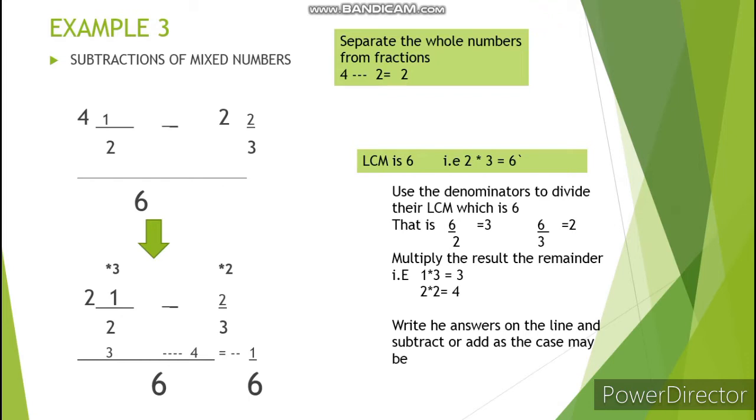So how do you do this? The first thing you do is separate the whole numbers from the fractions. The whole numbers here are 4 and 2, and because we are subtracting, we have to subtract 2 from 4, which is 2.